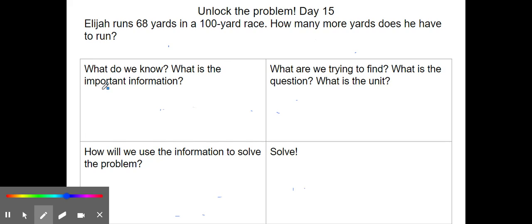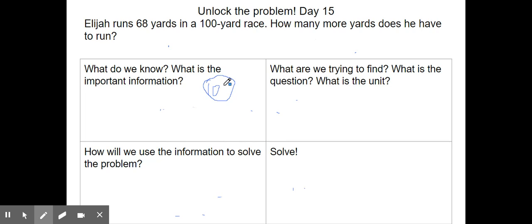We know that Elijah ran 68 yards in a 100-yard race. So we know that altogether the race is 100 yards, and he ran 68 yards of it. I'm going to draw this information in a number bond because that helps me remember what my whole is and what my part is. I know that it's a 100-yard race, so I'm putting 100 as my whole. I know that he ran 68 yards. I'm going to put 68 as my part. And then we don't know the missing part.